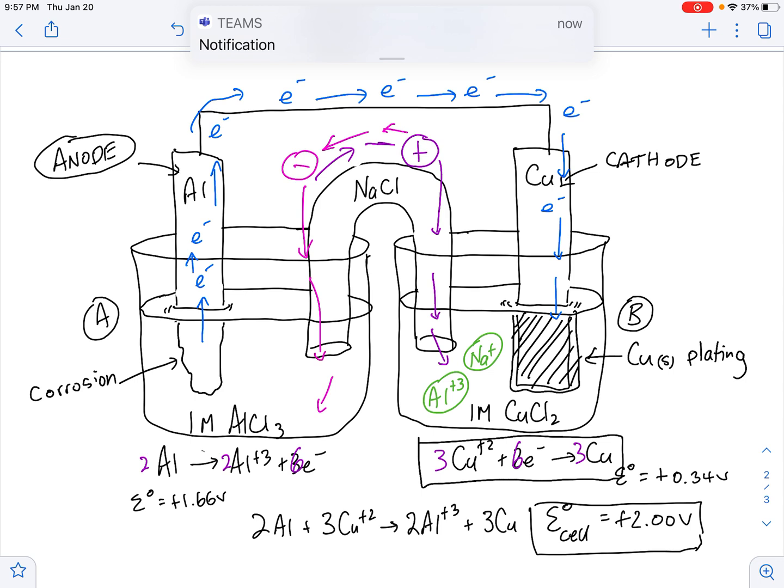You plug it into the wall and it forces the electrons to go in the reverse direction that they would spontaneously go. You get them to go the opposite direction. Anyways, that's the general gist.